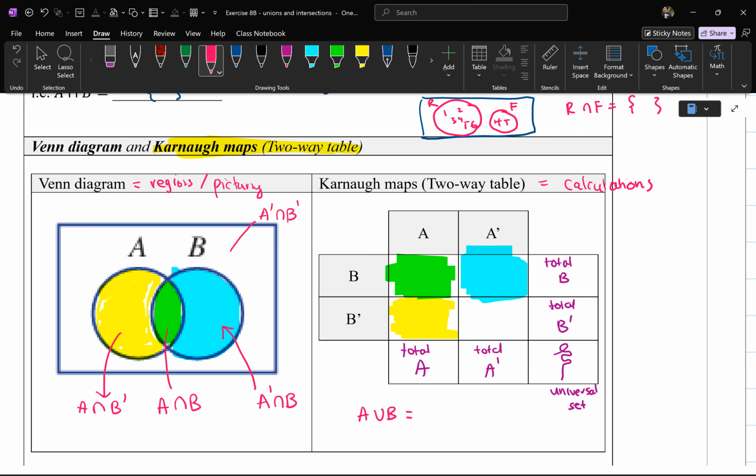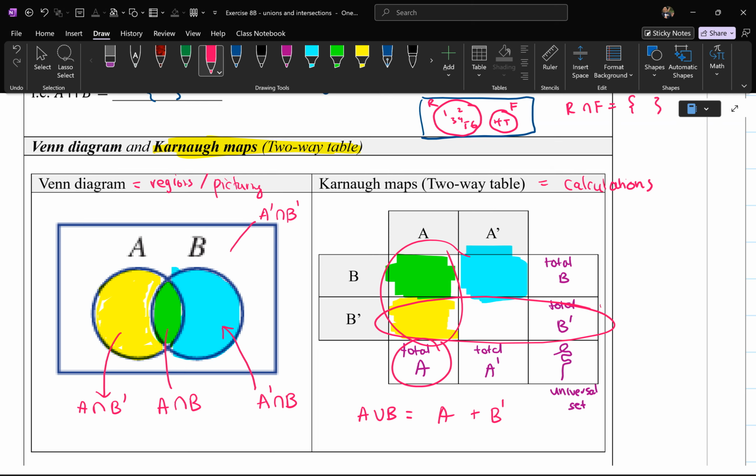Ooh, so close. Let's go with that. So total A and plus total. So you're adding all of this plus all of this. Is that what you're saying? So total of A plus total of B naught, to get A union B.